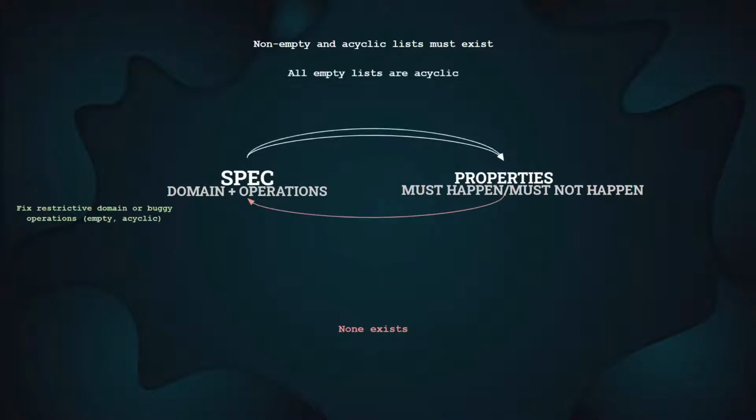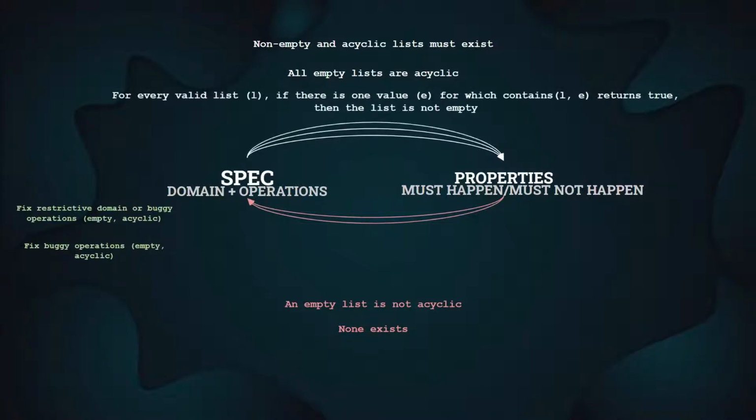All empty lists should be acyclic. If an empty list which is not acyclic can be obtained, then we should fix operations empty and acyclic. And for every valid list, those that satisfy the repOK, if the operation contains returns true for a particular value, then the list must not be empty. If one list and value exist such that it violates this property, we may need to fix repOK, empty and contains.